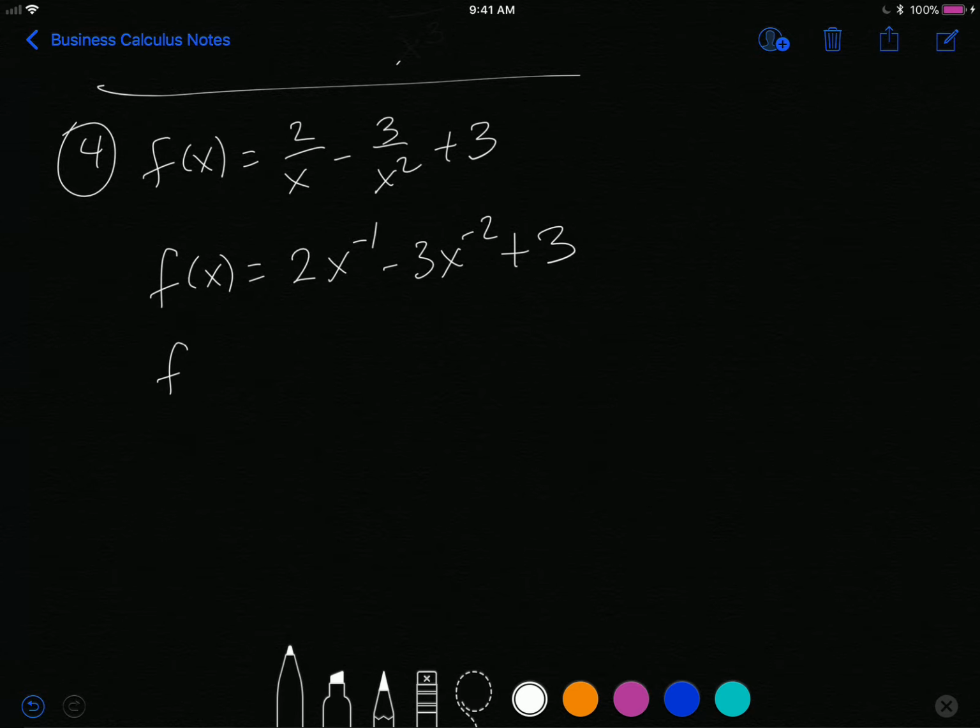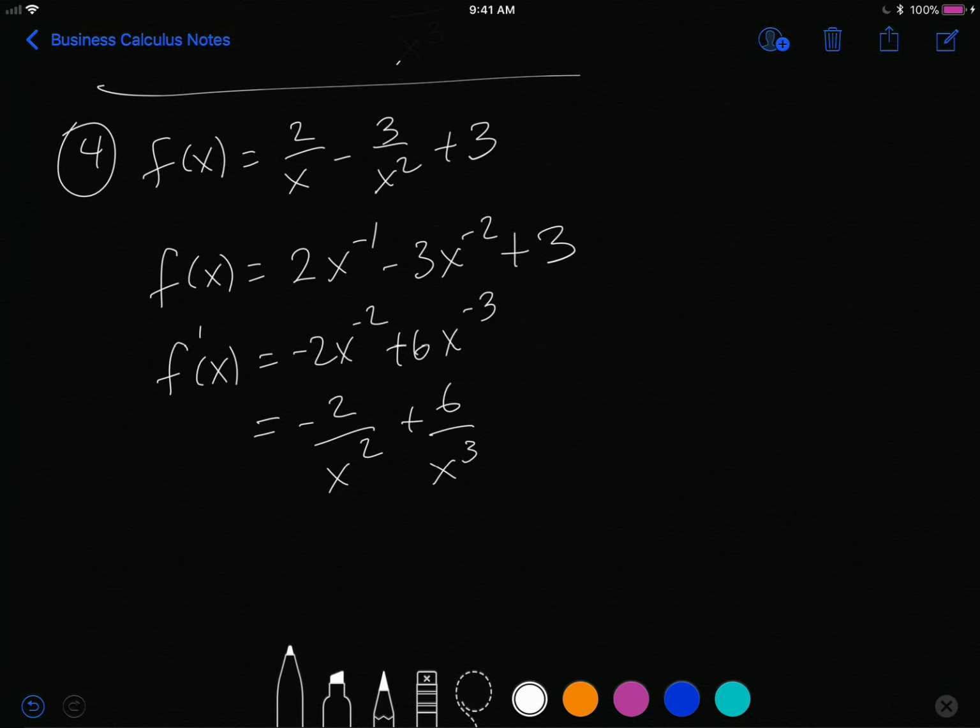f prime, the derivative, is going to be negative 2x to the negative 2, multiplying, so that's positive 6x to the negative 3, and of course the derivative of a constant is 0. I cannot leave the negative powers, and so I rewrite negative 2 over x squared plus 6 divided by x to the third power. Number 5.